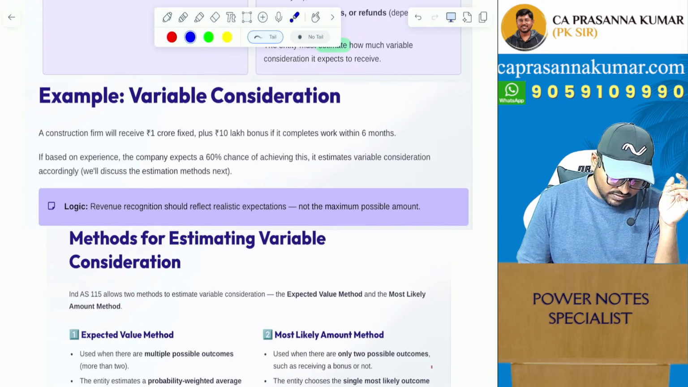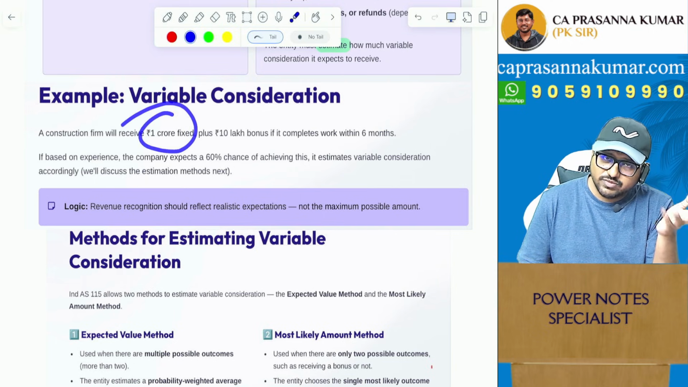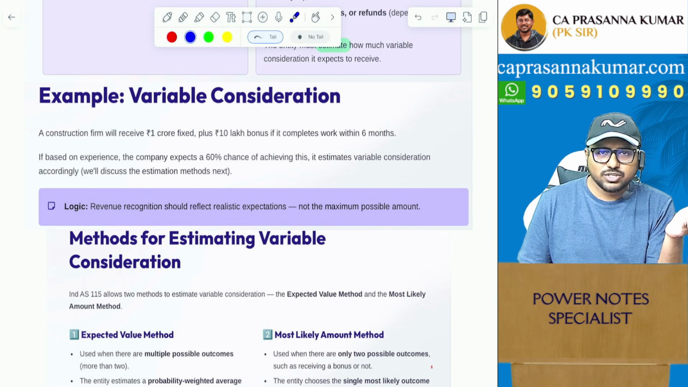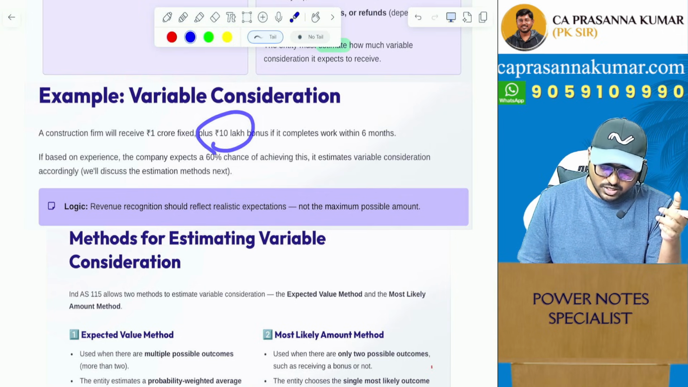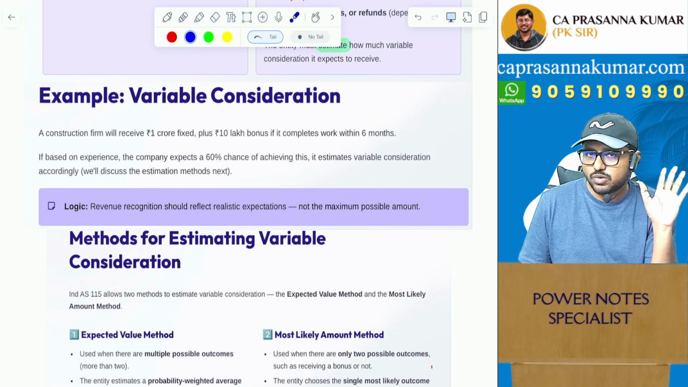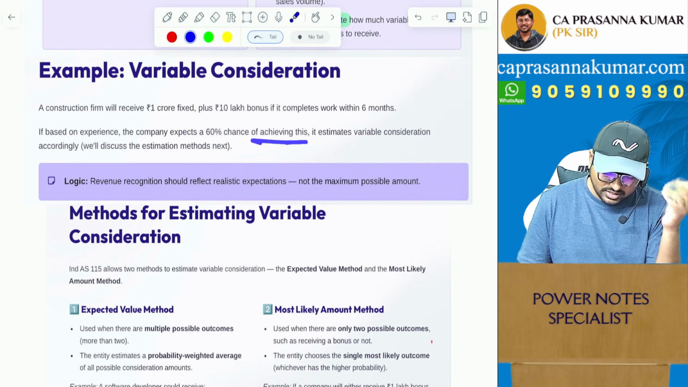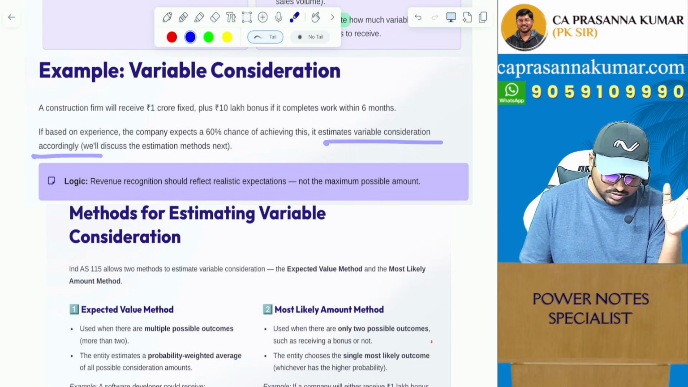Look at the example. A consulting firm will receive 1 crore fixed plus a 10 lakh bonus if it completes the work within 6 months. So 1 crore is fixed. That will be included in transaction price no matter what. 10 lakhs will be included if the company estimates that it will be able to finish the work in 6 months. Otherwise, it will not be included. Got it? See here. If based on experience, the company expects a 60% chance of achieving this. Achieving what? Completing the work within 6 months. It estimates that variable consideration accordingly, which means it will be including that.